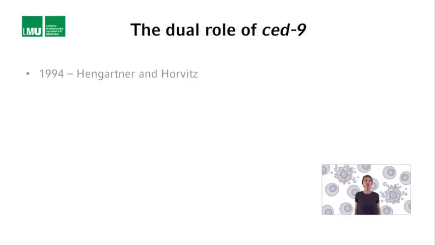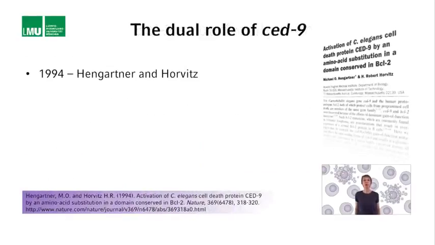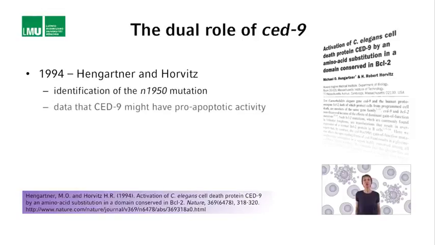In 1994, Michael Hengartner and Bob Horwitz published another paper in the journal Nature, in which they reported the identification of the N1950 gain-of-function mutation. In their publication, they also present data that SET9 might have pro-apoptotic activity in cells that are programmed to die. Basically, in those 131 cells that are programmed to die during C. elegans development. What was that data?